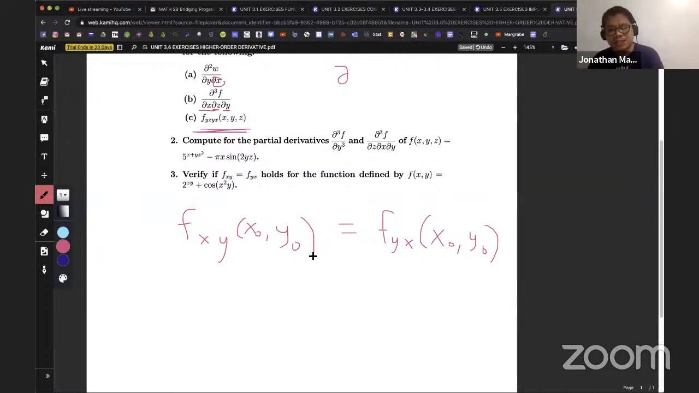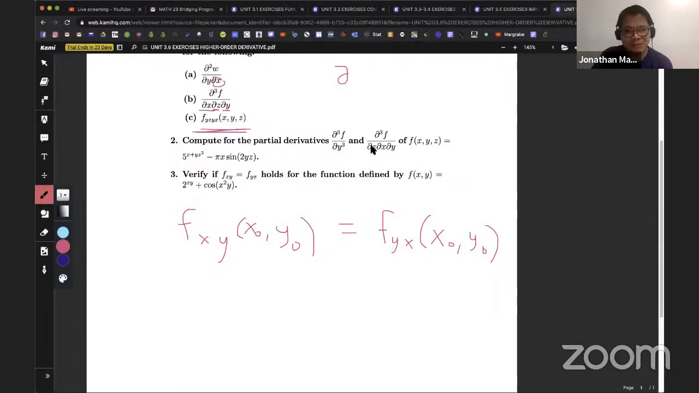Doon sa first expression, ang orientation natin, kuhanin mo muna yung partial derivative ni f with respect to x, then with respect to y. Doon sa second expression naman natin, kinukuha natin yung partial derivative with respect to y, then with respect to x. But there is a theorem in that lecture that these two expressions can be equal. And what is the condition? Anyone?